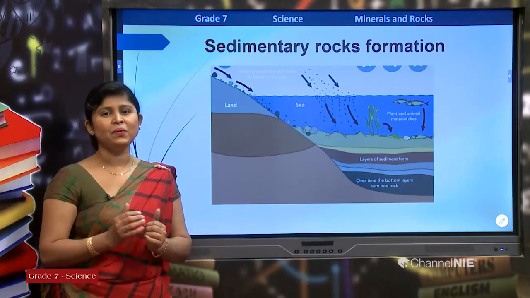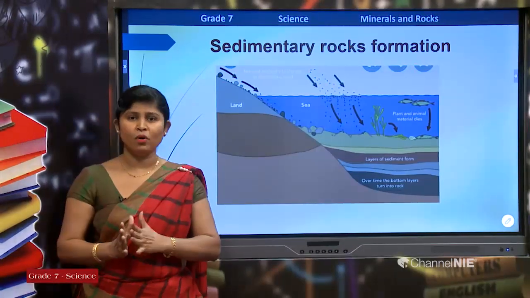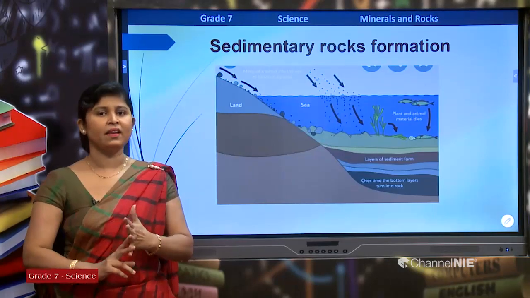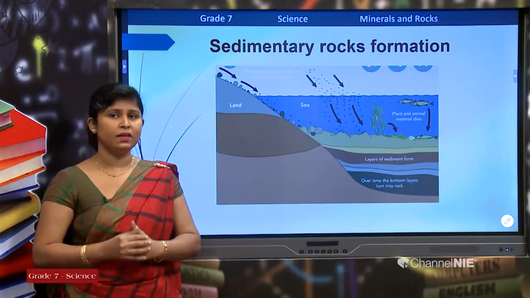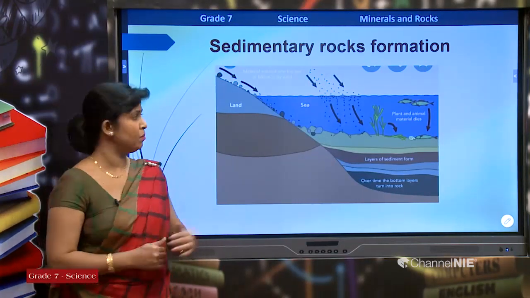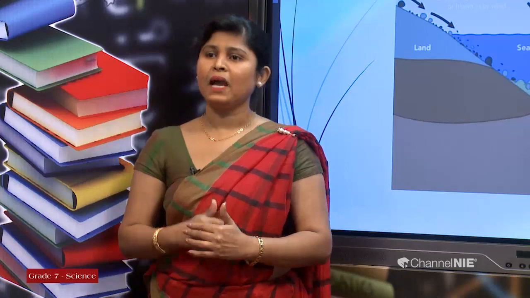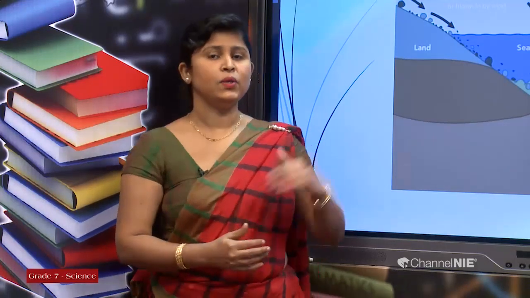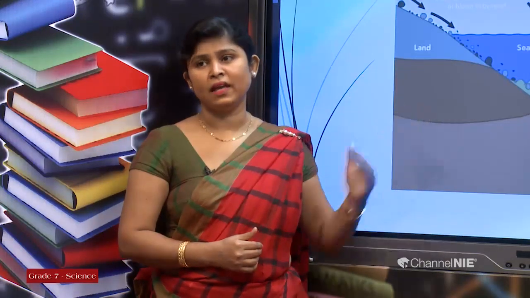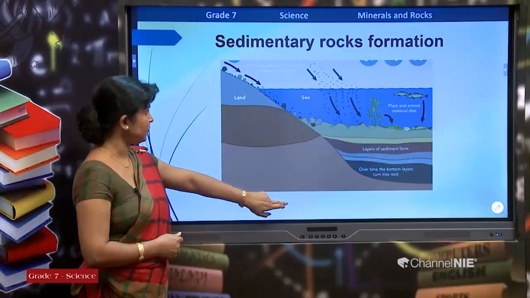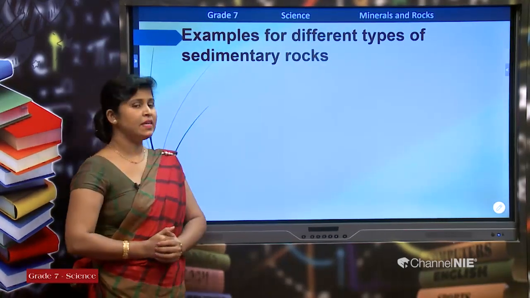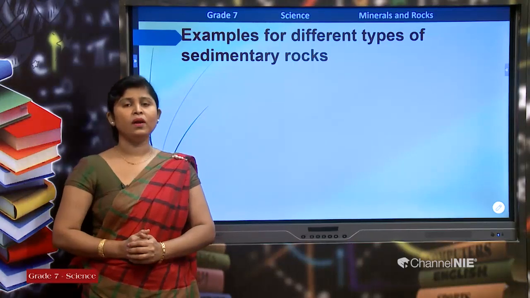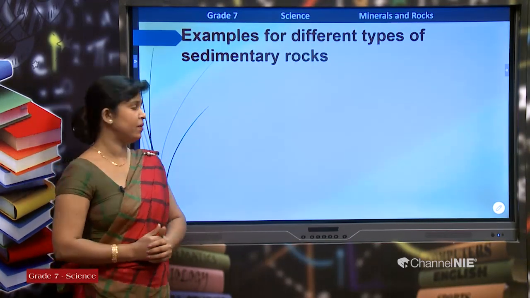Easy, right. Now we have already discussed the formation of igneous rocks and we learnt the examples for igneous rocks. Now we have already learnt about the formation of sedimentary rocks. I explained it verbally using the facts given on the screen as well as using this diagram, right. Examples for different types of sedimentary rocks.